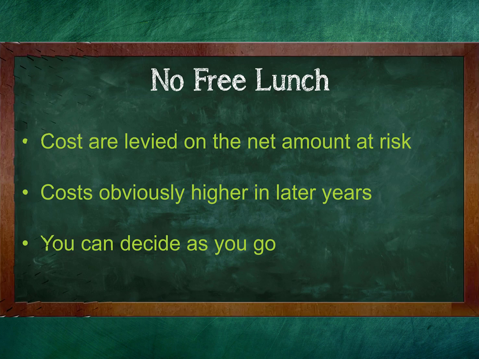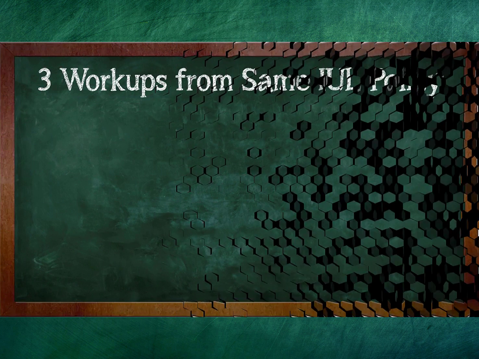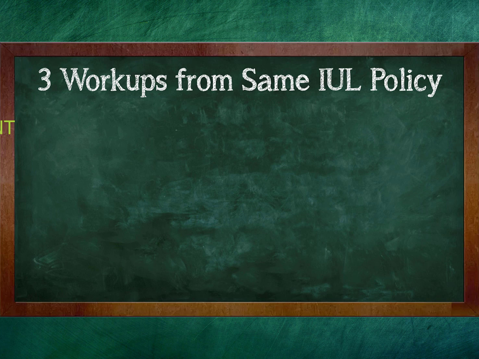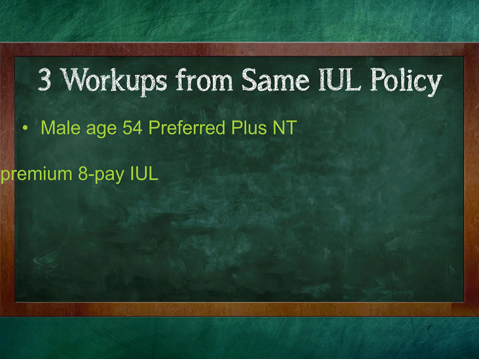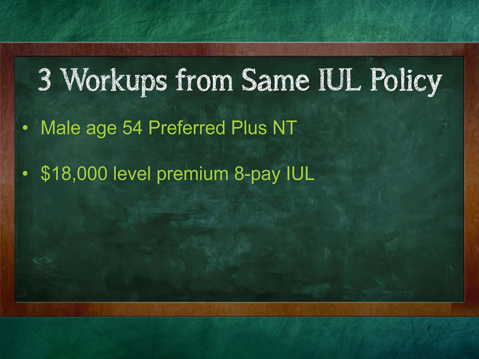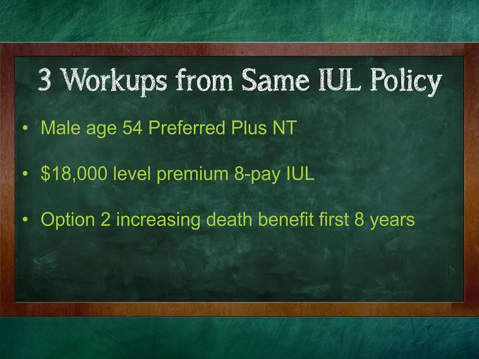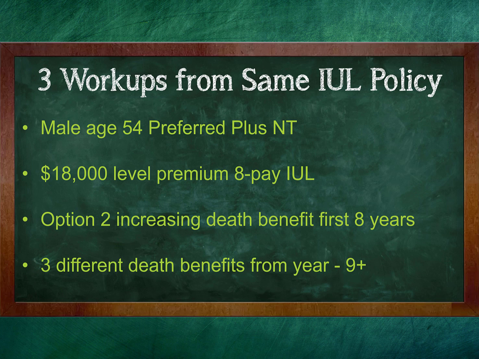To illustrate this, we're going to look at 3 workups from the exact same IUL policy. It's a male age 54, preferred plus non-tobacco. We're going to do $18,000 of level premiums into an 8-pay IUL. We're going to show option 2, the increasing death benefit, for all of these during the first 8 years. And then after that, we're going to show increasing, level, and flattening from year 9 on.